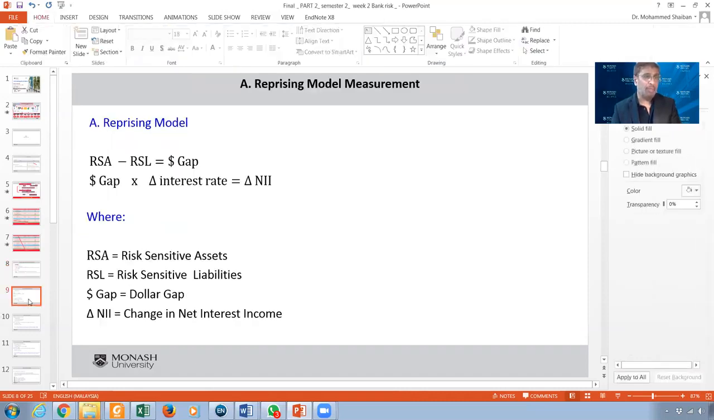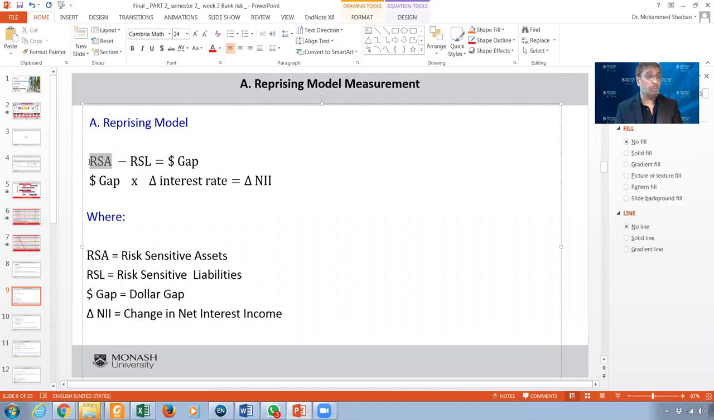So let's look at the repricing model. In the repricing model, we have to introduce ourselves to one issue called risk-sensitive assets and another issue called risk-sensitive liabilities. And we get what we call the dollar gap. When we get the dollar gap, we multiply that dollar gap times the change in the interest rate, and this is what gives us the change in the net interest income.